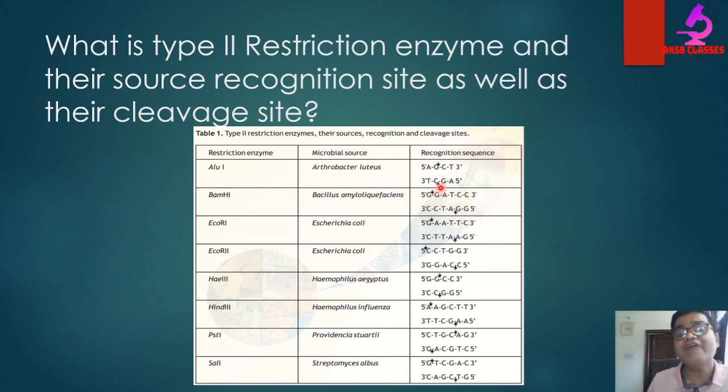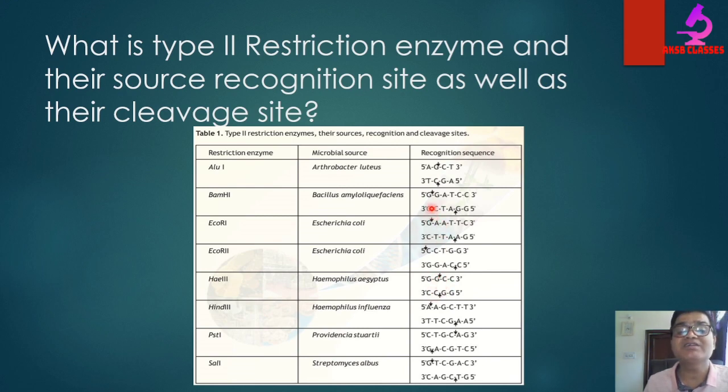So there are two types of cutter. One is a blunt end cutter and one is a sticky end cutter. So here, if you see here, this is a blunt end cutter. The cutting site of both the strands is at the same position, but in case of BamHI, the cutting site is at a different position. So try to understand there are two types of cutting. One is blunt end cut, that is, the cutting position is at the same position, same nucleotide.